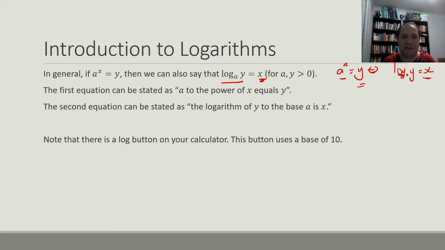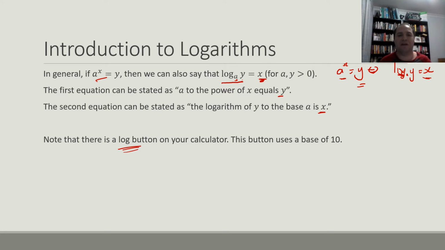The first equation here can be stated in English as a to the power of x equals y, and that's one we're familiar with. The second one, the new statement, can be stated as the logarithm of y with base a is equal to x. So we're saying the same thing, but we're looking for different outputs. In the first one, the output is the value y. For logarithms, the output is the power of a that we need to give us y.